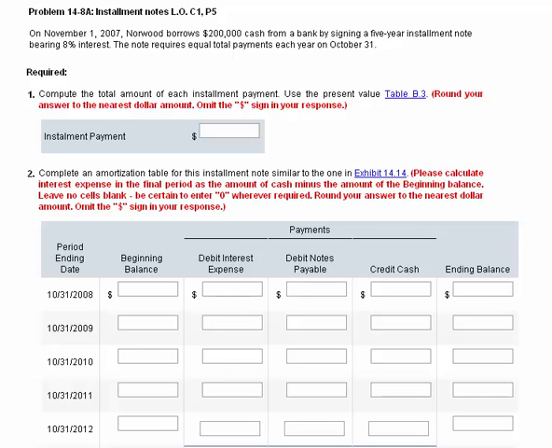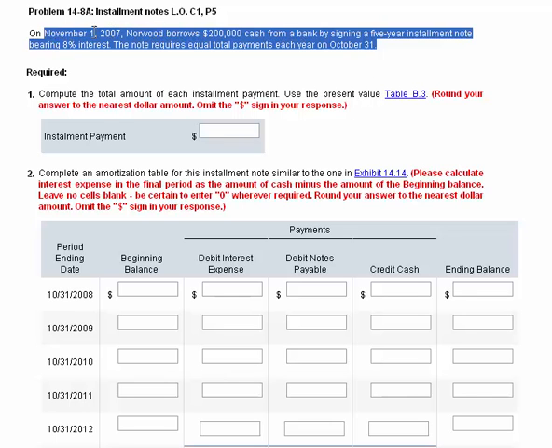Hi everyone, let's take a look at problem 14-8A where we're dealing with some installment notes. Okay, now I'm reading this section right in here.